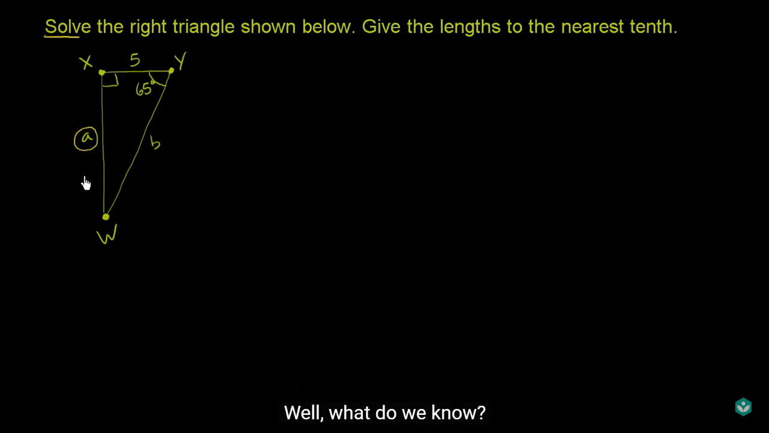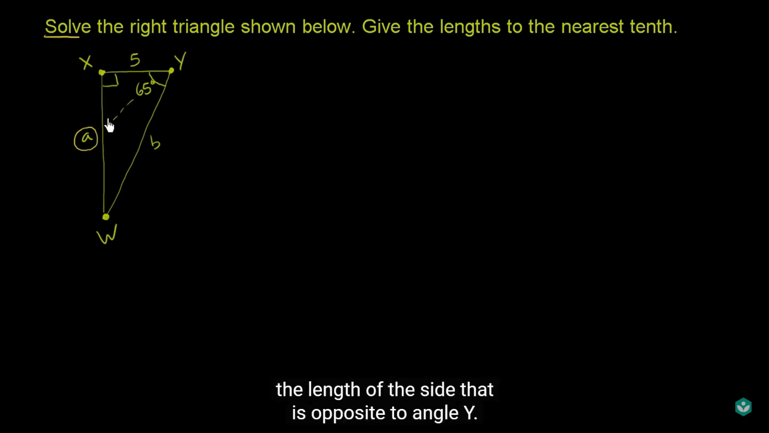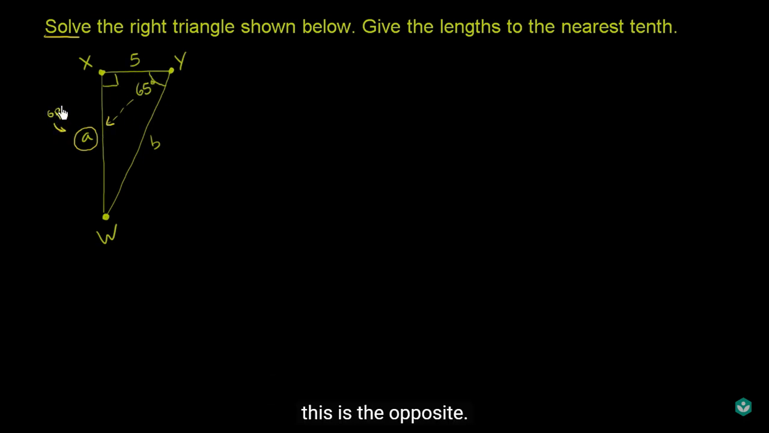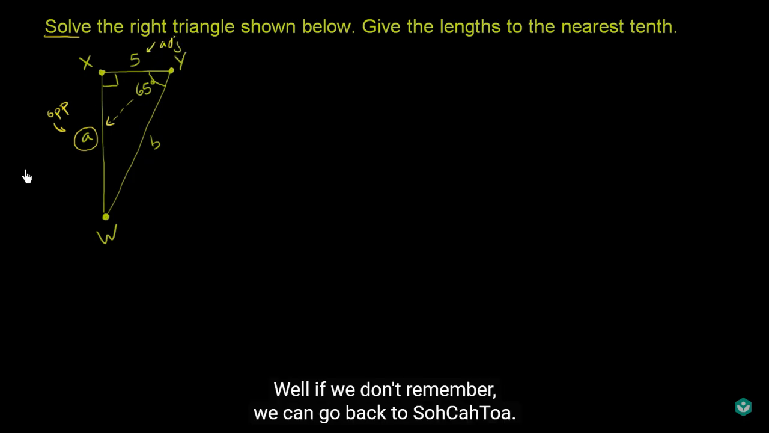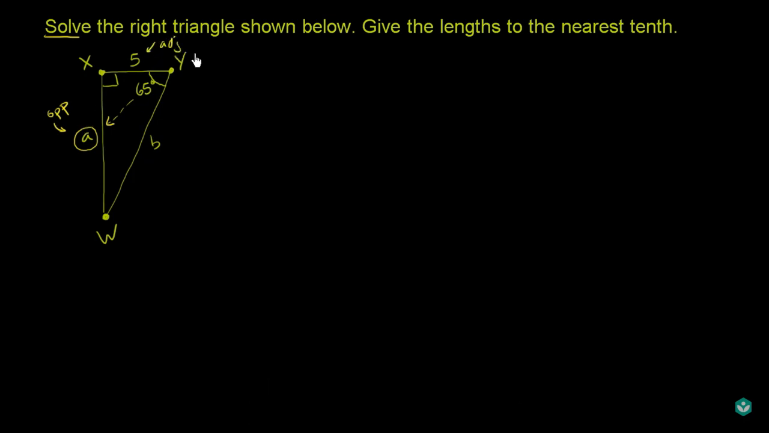Well, what do we know? We know this angle y right over here. We know the side adjacent to angle y. And length A is the length of the side that is opposite to angle y. So what trigonometric ratio deals with the opposite and the adjacent? So relative to angle y, this is the opposite, and this right over here is the adjacent. Well, if we don't remember, we can go back to SOHCAHTOA.